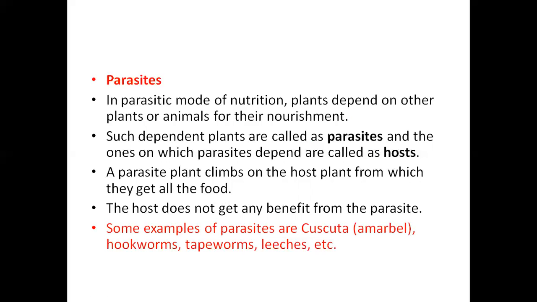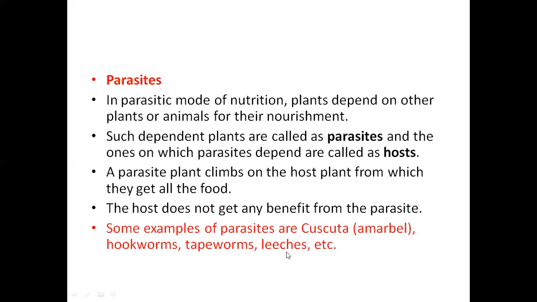Here are some examples. One example prescribed in the NCERT textbook is the Cuscuta, also called amarbel. Amarbel, Cuscuta, is a non-chlorophyll climber plant. It climbs on other plants. Fine. Just for example, I have given certain animals: hookworms, tapeworm, and leeches.